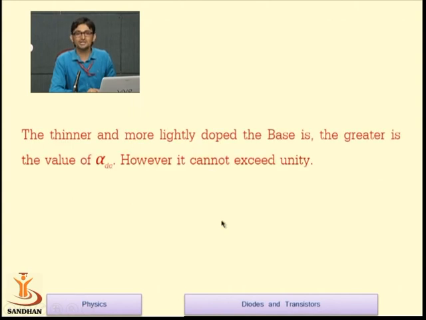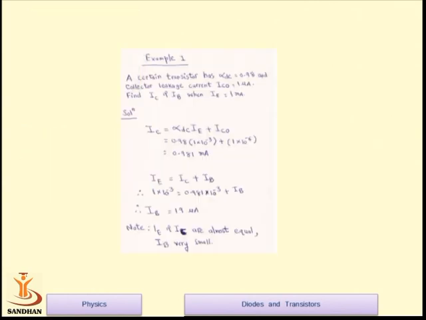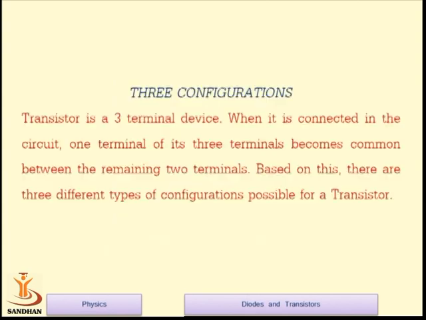The thinner or more lightly doped the base, the greater is the value of alpha DC. But remember carefully, the alpha DC value never exceeds unity. Here is one example. I may skip this example for a while.